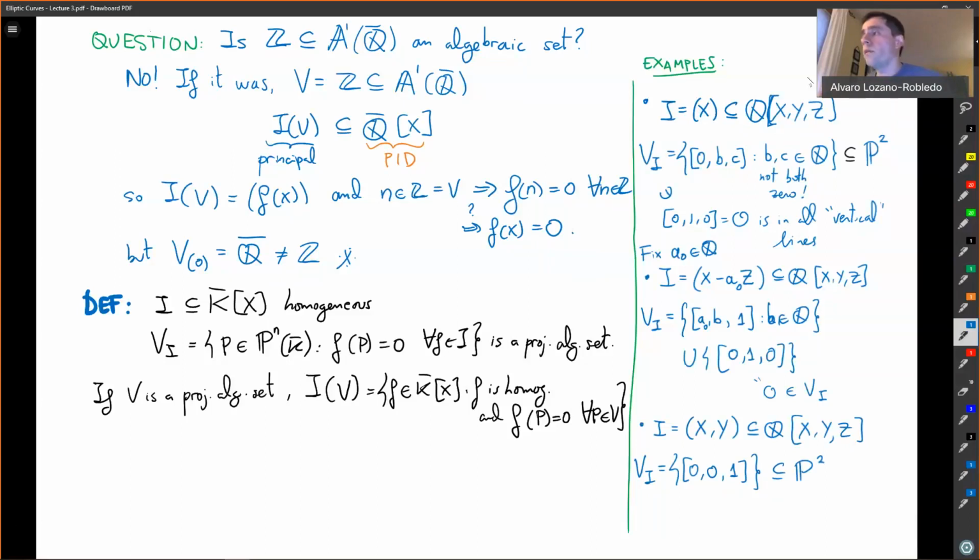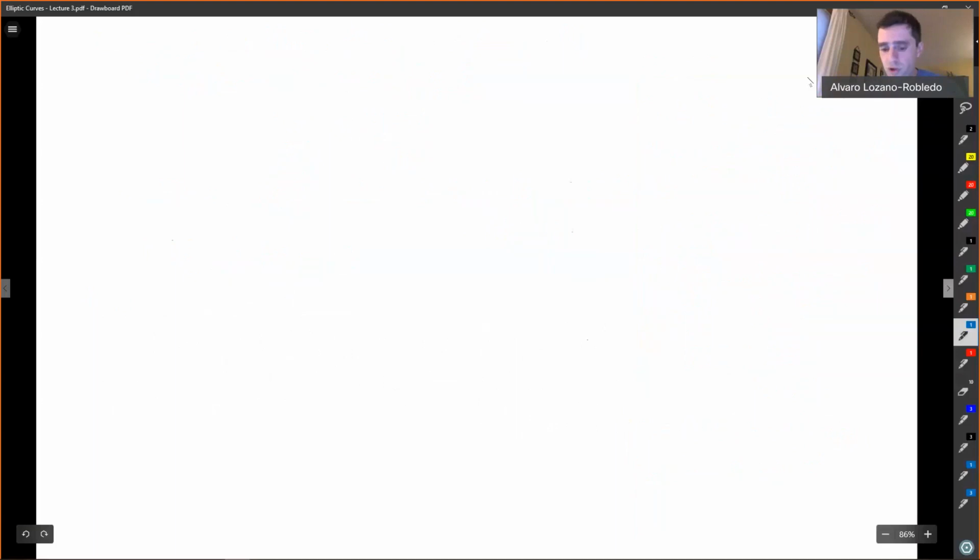Okay, so yeah, let's talk about going from projective to affine and from affine to projective, which is the following discussion. So let me start.